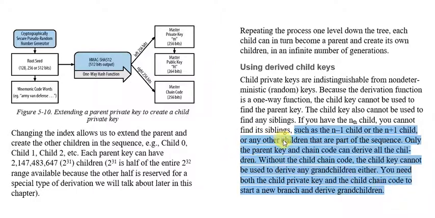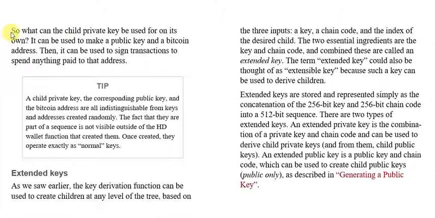So what can the child private key be used for on its own? It can be used to make a public key and a Bitcoin address. Then, it can be used to sign transactions to spend anything paid to that address. Tip: A child private key, the corresponding public key, and the Bitcoin address are all indistinguishable from keys and addresses created randomly. The fact that they are part of a sequence is not visible outside of the HD wallet function that created them. Once created, they operate exactly as normal keys.